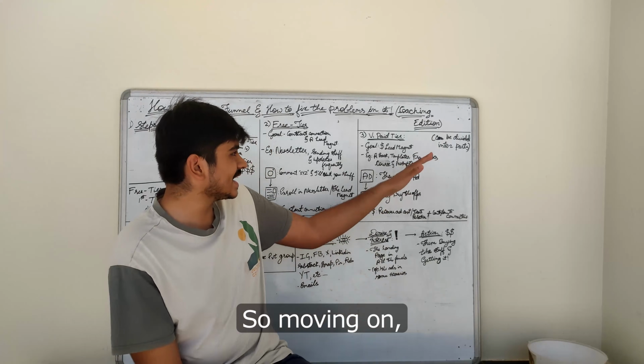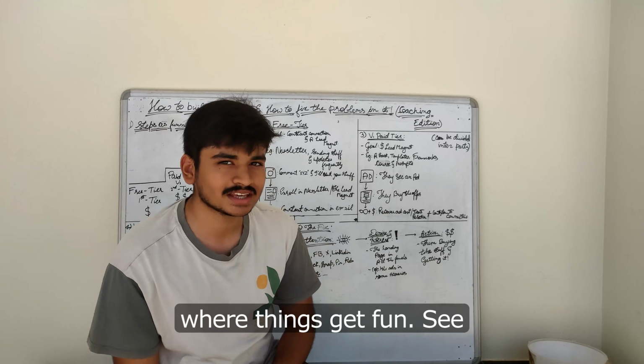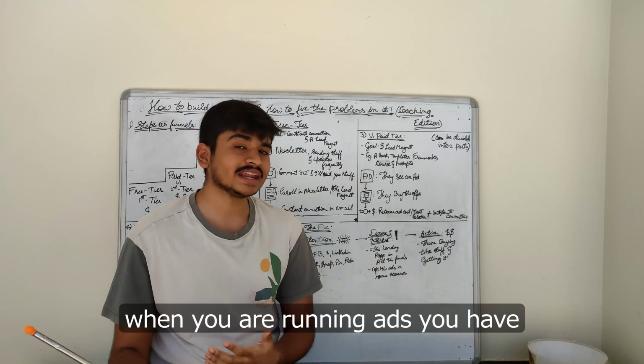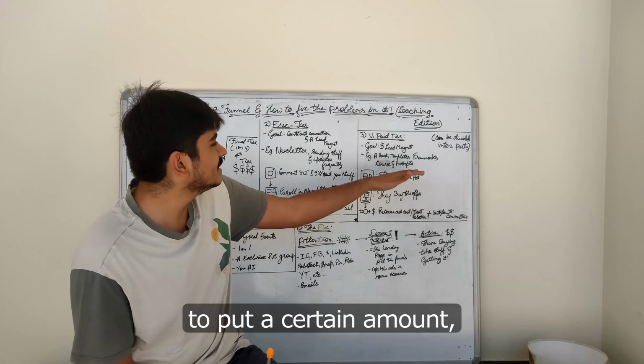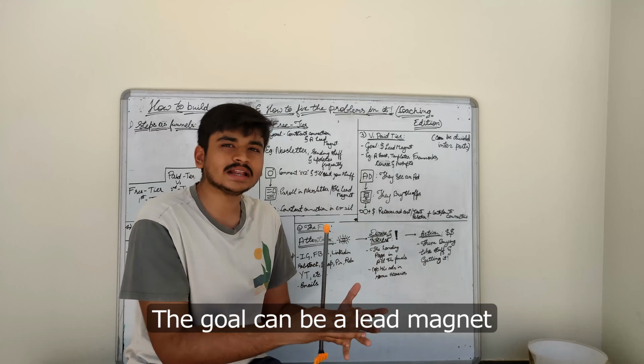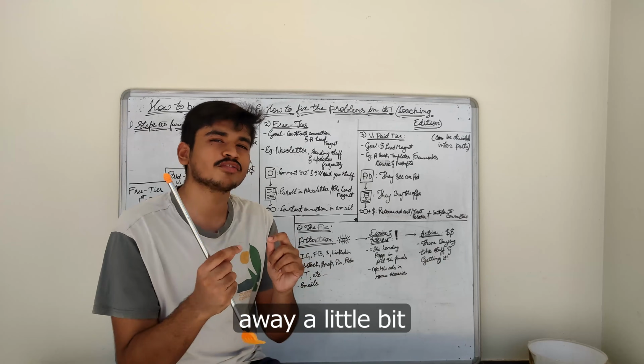Okay, moving on, the second tier is the first paid tier. This is where things get fun. I was talking about when you're running ads, you have to put in a certain amount. This is where it comes in. The goal can be a lead magnet, because some people give away a little bit of a paid lead magnet.